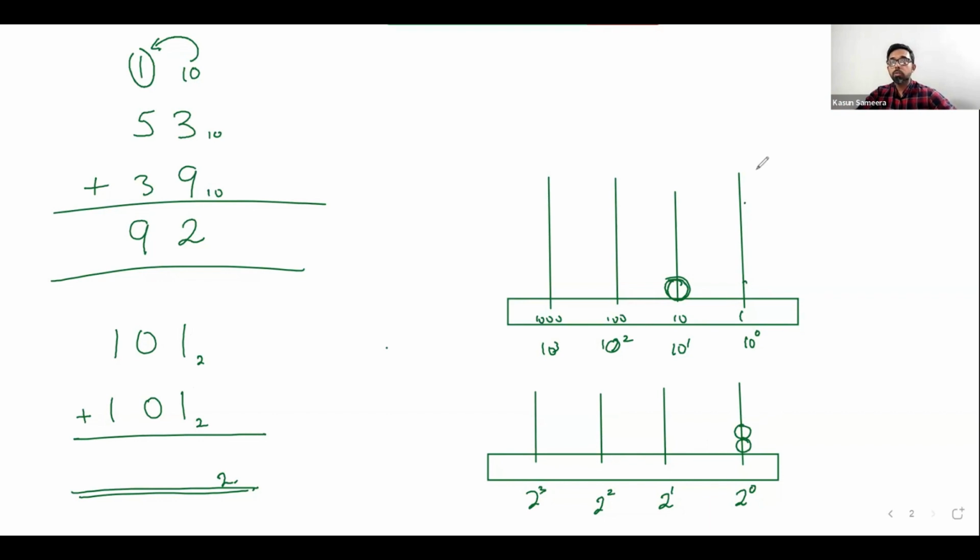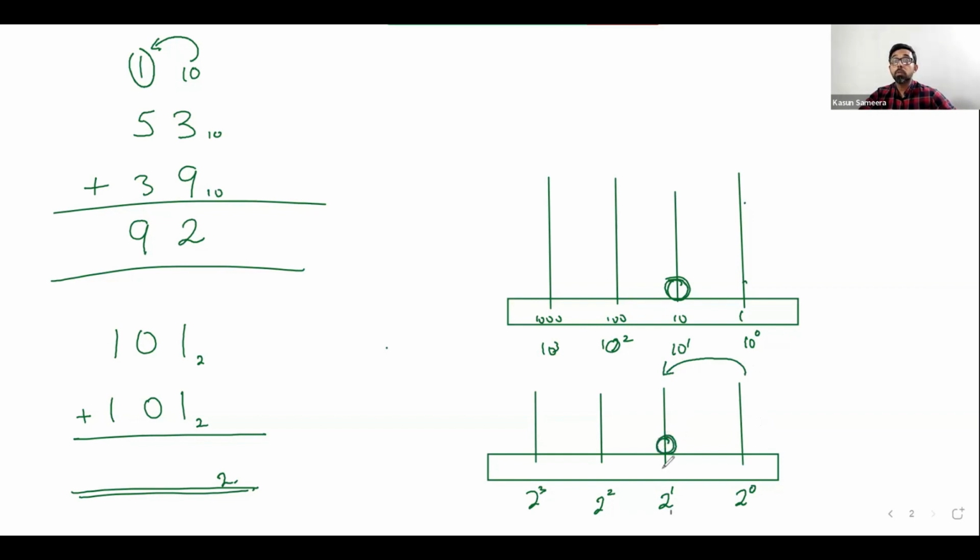We can't draw 2 circles, because the maximum number we can represent is 1. Then what is the solution? We need to take these 2 circles into the next axis. Then we need to take these 2 circles into the next position, and those 2 circles will become 1.